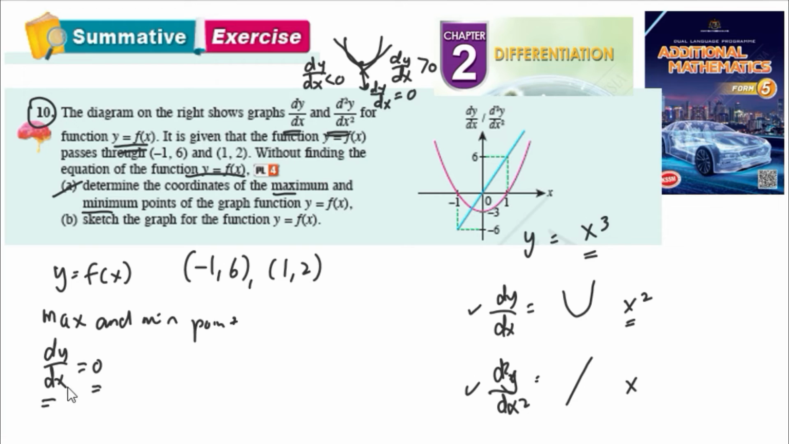Here dy over dx is represented by this graph, the quadratic graph. So what happens is when dy over dx, which is represented by y in the graph, is equal to 0, we have x is equal to negative 1 and 1. So the coordinates of the maximum and minimum point of the graph: it says it passes through (-1, 6) and (1, 2), and we know x equal to negative 1 and 1 are the maximum and minimum points. So the coordinates are (-1, 6) and (1, 2), which is given.